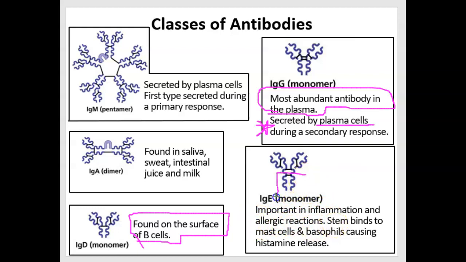And IgE is really interesting because it is really important for inflammation and allergic reactions. The stem of the IgE can bind to mast cells and basophils, causing histamine release. We'll talk about how that affects the immune response in a little bit. So those are all the different types of antibodies.